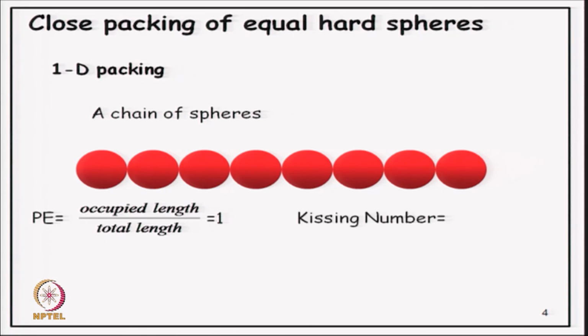And for the coordination number or kissing number, each sphere is touching a sphere on its left and a sphere on its right. So, we have a kissing number of 2. Such a row of spheres is known as a close packed direction of atoms or close packed direction of spheres.